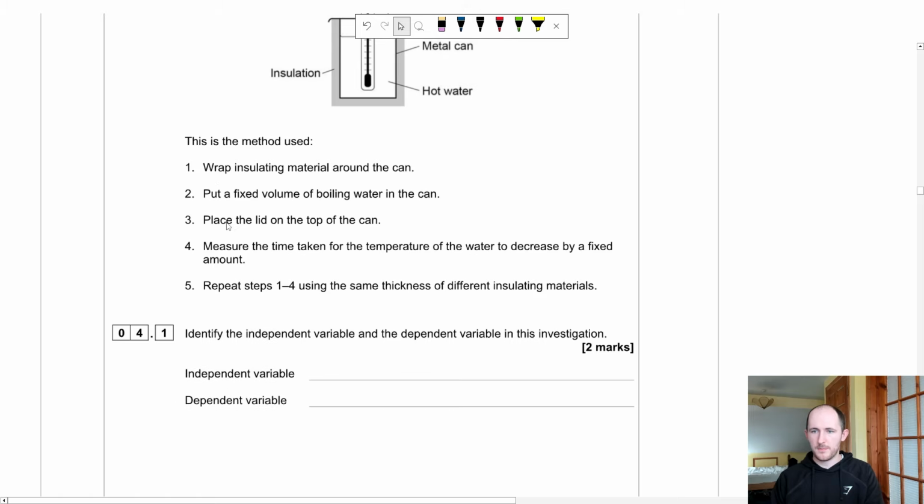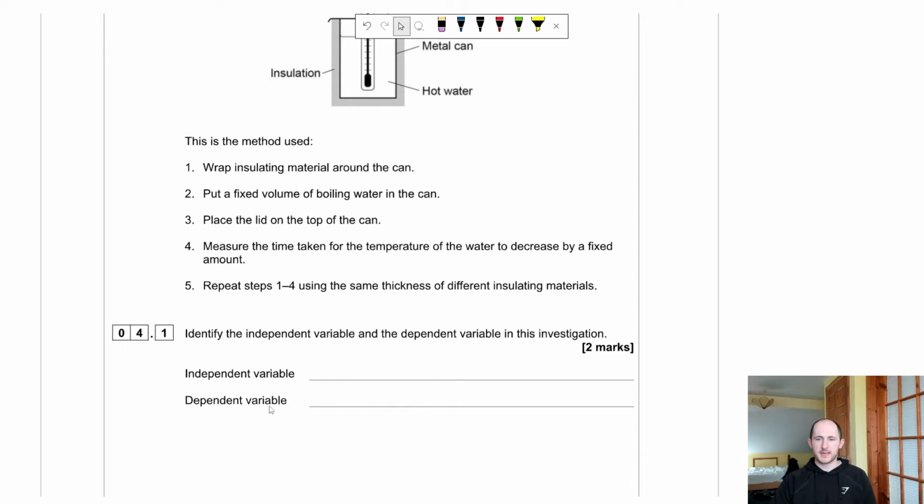Place a fixed volume, put the lid on top, measure time taken for the water to decrease. Repeat steps 1 to 4 using the same thickness of different insulating materials. Identify independent and dependent variables. This again is common between physics, bio and chemistry. So again, I'm going to go through what it is. The dependent variable is what you measure, always. And the independent variable is the one that you're changing, okay? So if you like, the dependent variable is the one that you measure, and the independent is just the other one that's going to change.